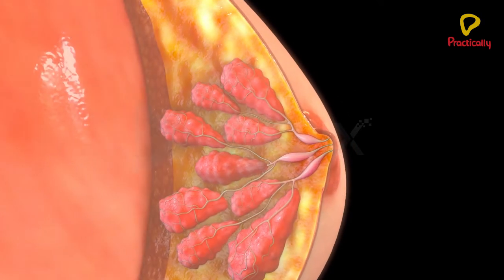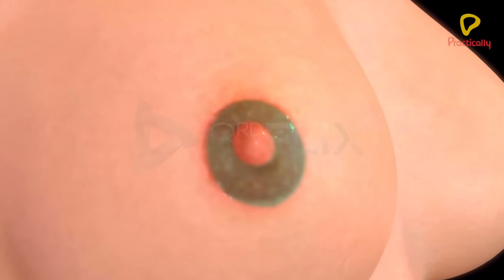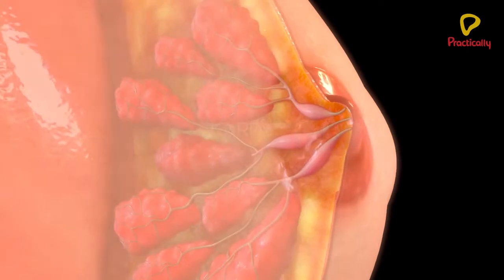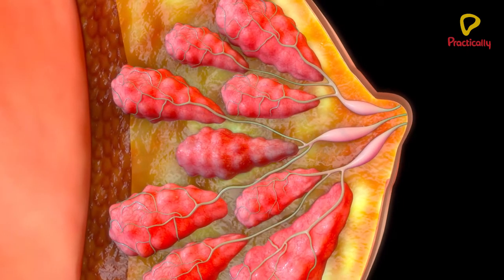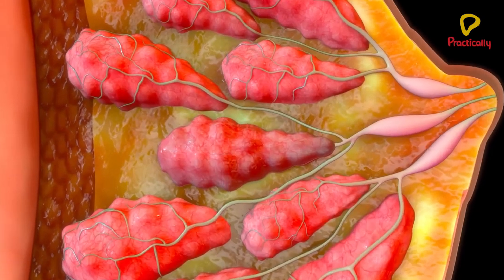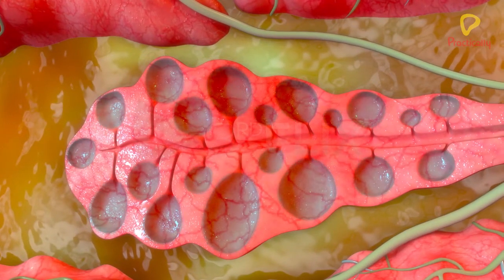The mammary gland is externally covered by skin. It has a nipple surrounded by the pigmented area known as areola. The glandular tissue of each mammary gland consists of 15 to 20 mammary lobes. Each mammary lobe is made up of clusters of cells called alveoli.